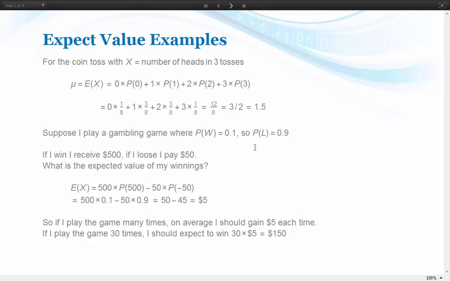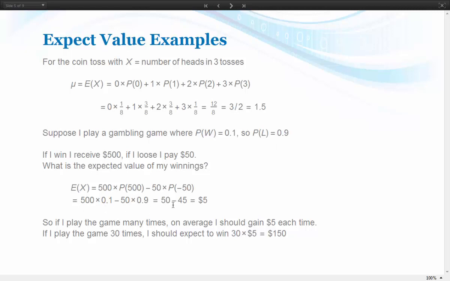So what would be the expected value of my winnings under these circumstances? Well, that's just the expected value of the random variable, where the value associated with winning is 500, and I multiply that by its probability, plus the probability of losing $50. I represent that as negative 50 times the probability of losing $50. Well, that's 500 times 0.1, that's the value of x times the probability, minus 50, that's negative 50, and the probability of losing 50 was 0.9, because that's the two cases.